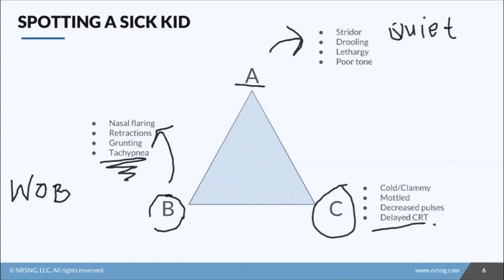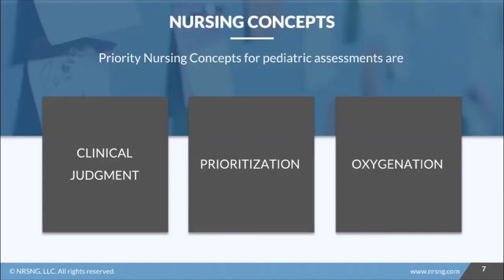So all of these red flags, plus a couple of more, are listed in the outline. And if you feel like you need some context or a refresher on what some of these symptoms actually look like, we've got some really awesome videos in the resources that will help you with that. Okay, guys, your priority nursing concepts for pediatric assessments are clinical judgment, prioritization, and oxygenation.